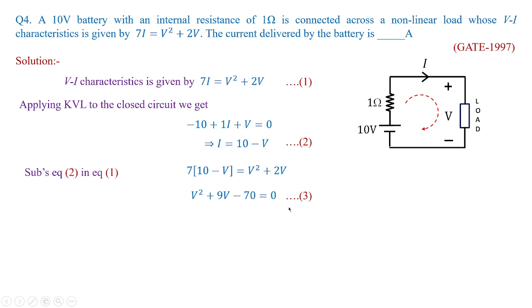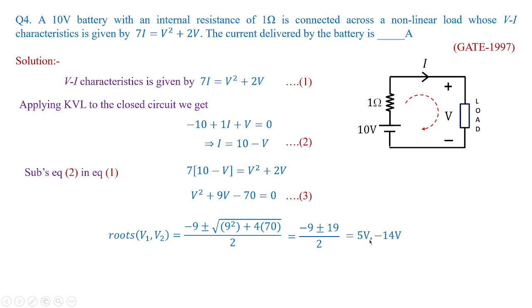Let us find out the roots of this equation. So I'll get the roots of this equation as minus b plus or minus under root of b square minus 4ac by 2a. Fortunately, the value of a is 1, b is 9, and c is 70. Since you have minus over here, we got plus over here. In fact, these roots lead to minus 9 plus or minus 19 by 2, which will give you the value as 5 volts, minus 14 volts.